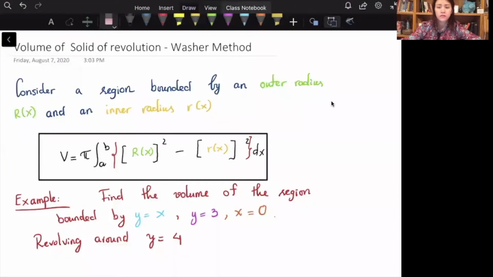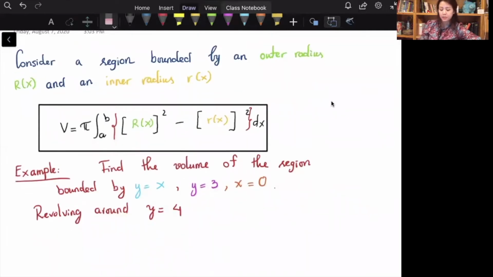Hi, today I'm going to do an example for volume of solids of revolution using the washer method. So consider a region bounded by an outer radius, which I denoted big R of x, and an inner radius denoted little r of x. The formula for the volume of a solid of revolution in the washer method is V equals pi times the integral from a to b of the outer radius squared minus the inner radius squared dx. Okay, so let's take a look at the example.